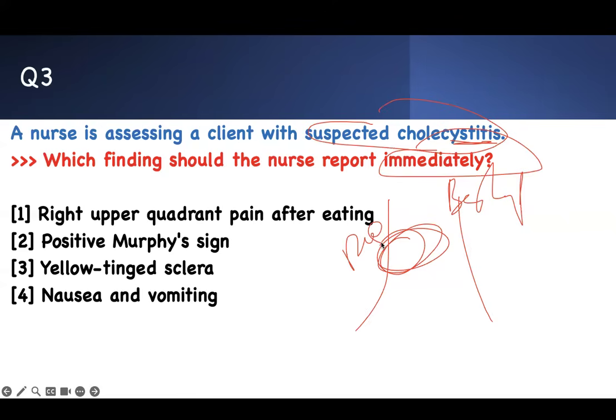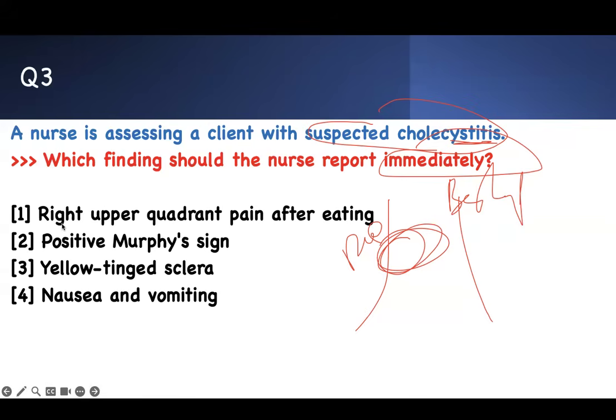That means you can have expected findings associated with cholecystitis that you don't have to worry about. What is that? Right upper quadrant pain after eating. That is the definition of cholecystitis. Don't pick it. Positive Murphy sign. That is the definition of right upper quadrant pain when you push there, and this is the same thing. Options 1 and 2 are saying the same thing. Right upper quadrant pain with inspiration and rest is Murphy sign.